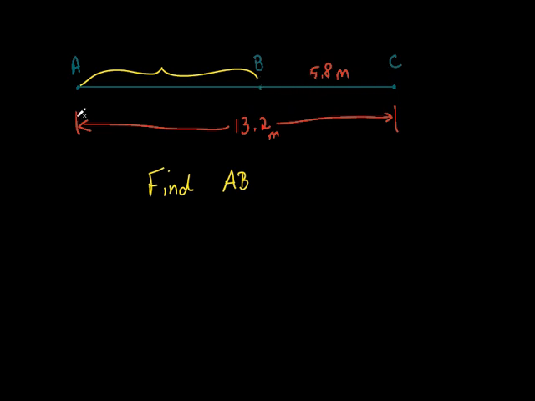So if you have the whole thing, what do you do with that 5.8 in order to find out what's left over? Well, it's just like making change when you're getting change from $1 or something like that. What do you do? You take it away. It's a subtraction problem. So we take the whole thing, which is 13.2, and we take away that segment, that 5.8. And so when we do that subtraction, we get a 7.4.